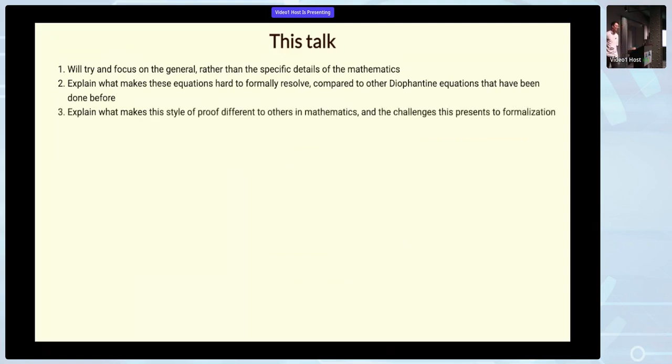And I'll also try and explain what makes this style of proof different from some of the more theoretical things that we've seen. Finally, I'll explain two attempts at some automation that can make this sort of proof more convenient in Lean, that hopefully might be of wider interest. We all need automation in our lives, right?